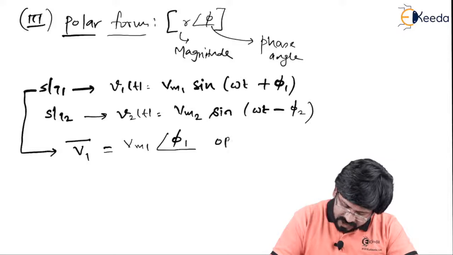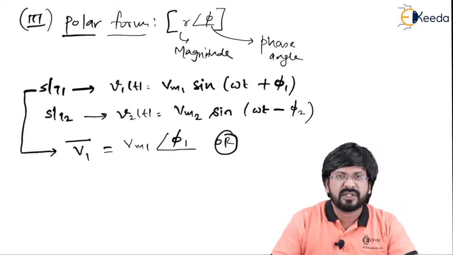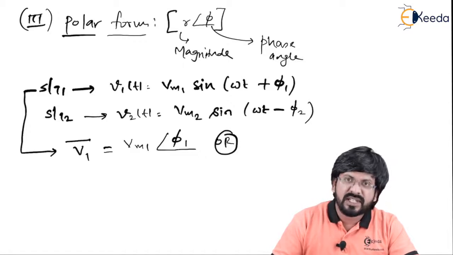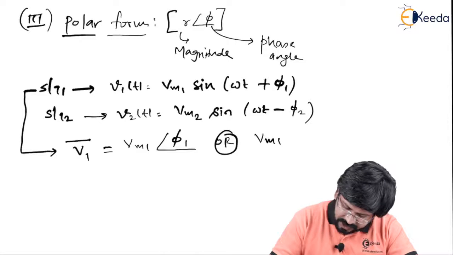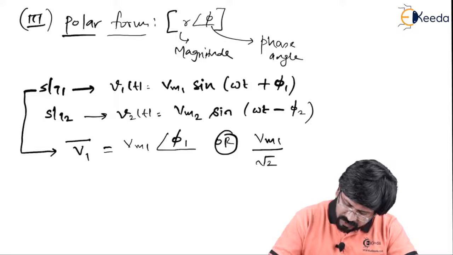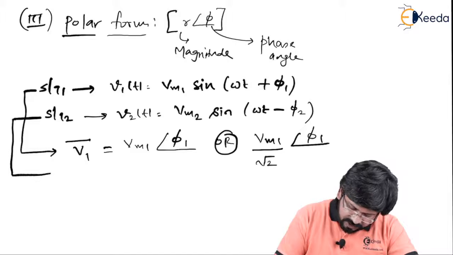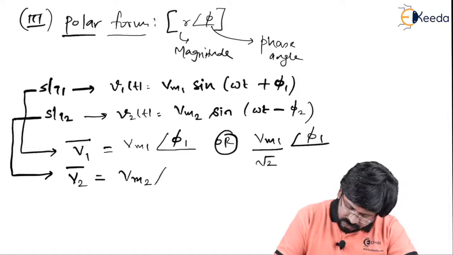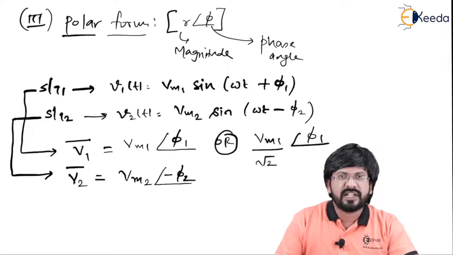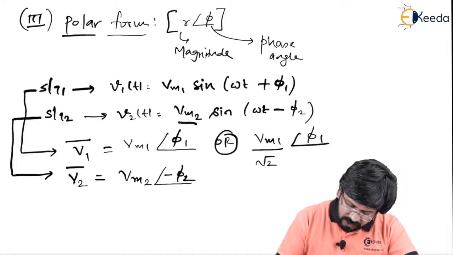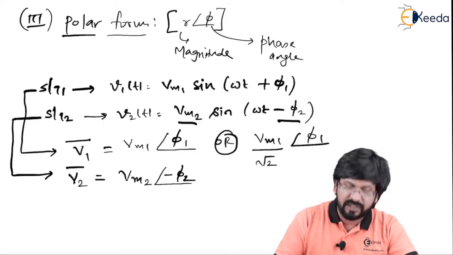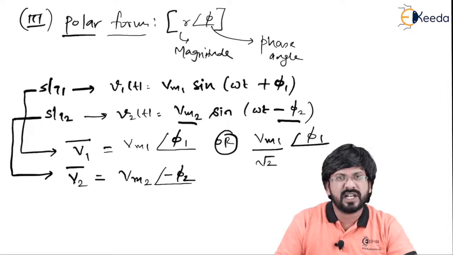Sometimes we have a tendency to write magnitude as RMS value. So we know RMS value is nothing but peak value by root 2. So sometimes you will see V1 vector represented as Vm1 by root 2, that is RMS value, at an angle of phase phi1. In a similar way, we can represent V2 vector as Vm2 at an angle of minus phi2, because it should be expressed in terms of magnitude and phase. For V2, magnitude is Vm2 and phase is minus phi2. So we have to represent even phase along with its original sign.